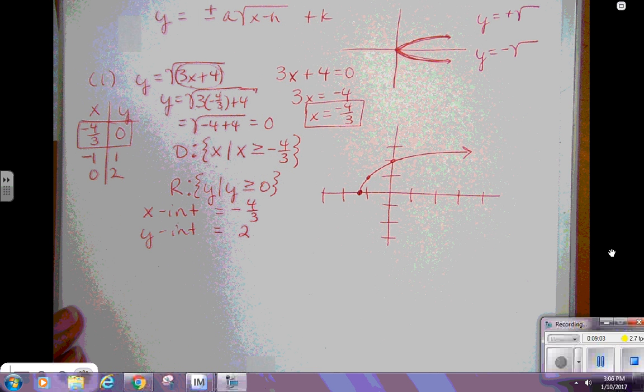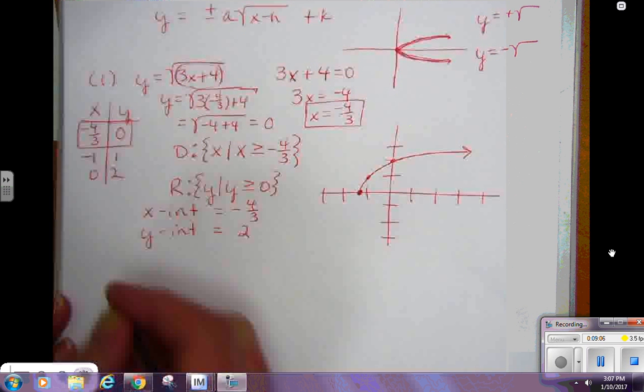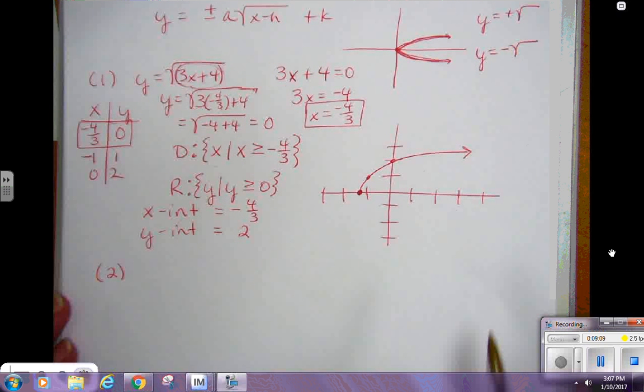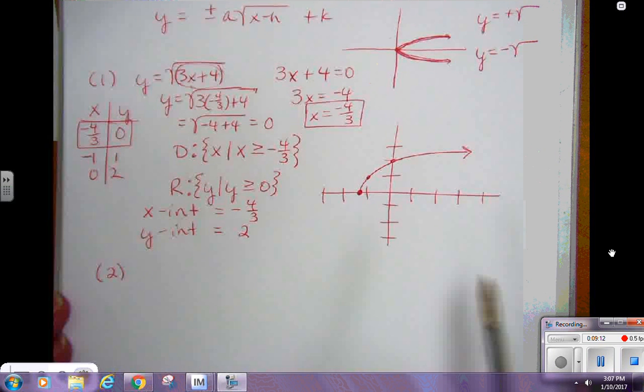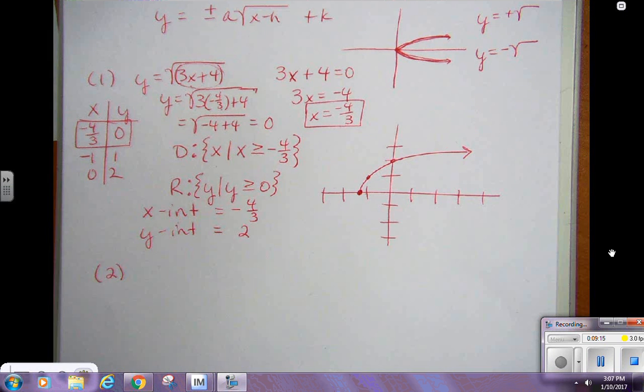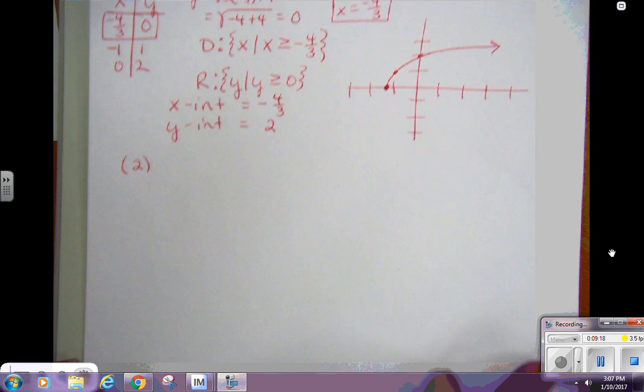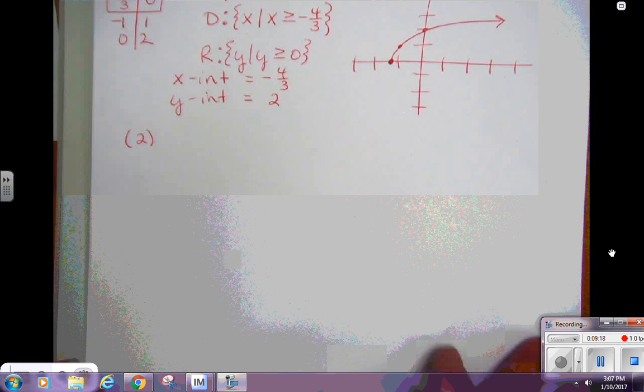So let's look at number 2. And we are going to find the graph. We're going to graph the problem. We're going to find the domain and range and the x and y intercept. Now sometimes you're not going to have an x or a y intercept, and if that's the case, if it doesn't cross an axis, you can just say none.